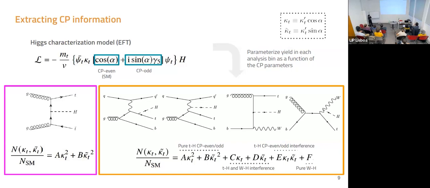And then in the actual analysis, what we do is extract these coefficients from a bunch of Monte Carlo samples that are simulated with different values of alpha and kappa T, and then we do a fit to the yield of all of these samples, and we are able to extract these coefficients. And we have to do this for each bin of our analysis.